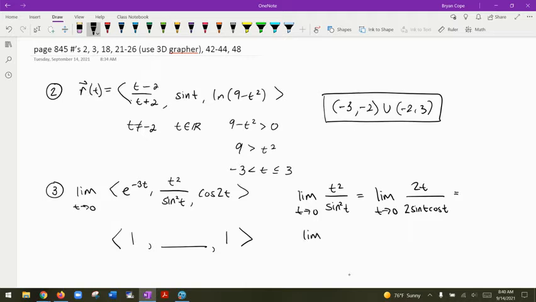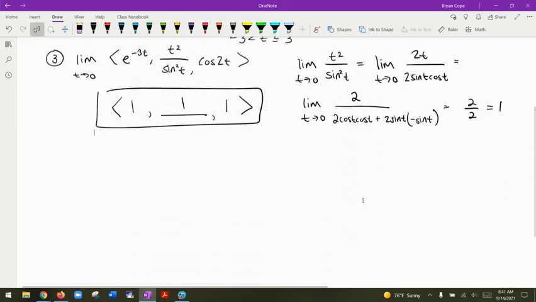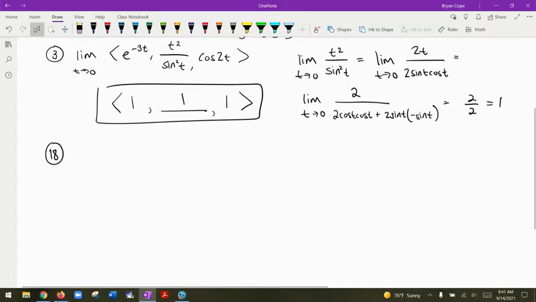So this is the limit as t goes to 0 of 2 over, now we have to use product rule, so 2 cosine t plus 2 sine t times negative sine t. And now when we substitute in t equals 0, we end up with 2 over 2, so that's 1. So our final answer is the vector 1, 1, 1. All right, going on to 18.